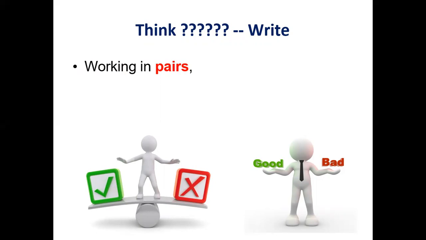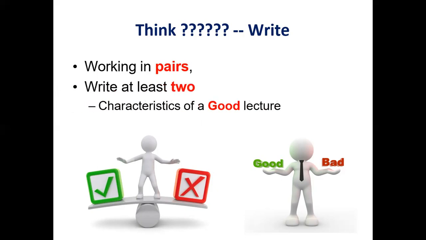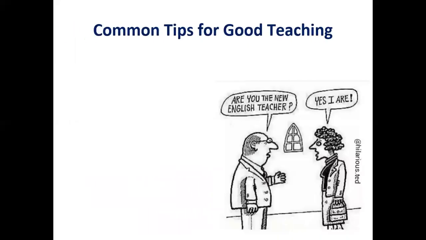Just for example, relevant to this topic, the question may be: write at least two characteristics of a good lecture and characteristics of a bad lecture. Now they will think about what a good lecture is and what a bad lecture is. They will write two characteristics of both good and bad, and then anyone who can recite the answer raises their hand, and if all are raising their hand, just ask anyone. So this is another way we can actively involve and engage the students in our lecture. Here are some common tips for good teaching, on how we can be an effective teacher.